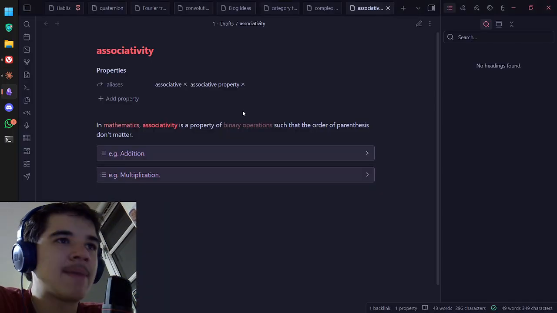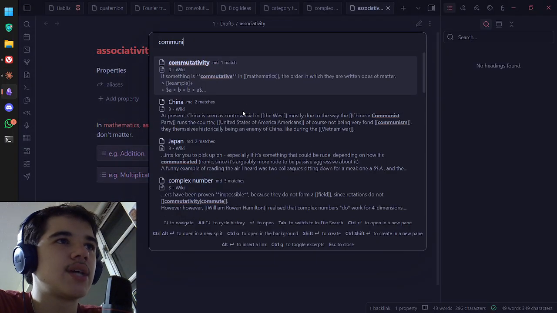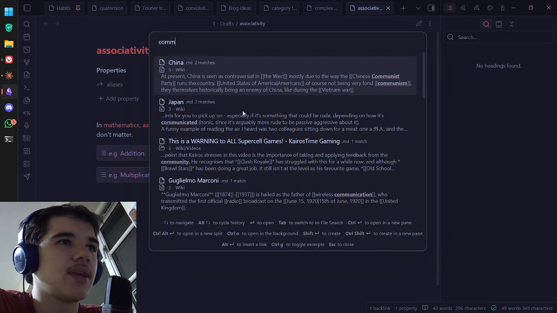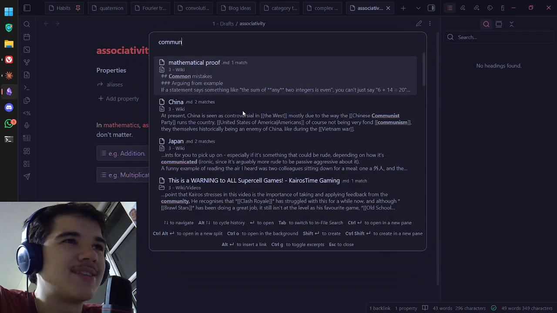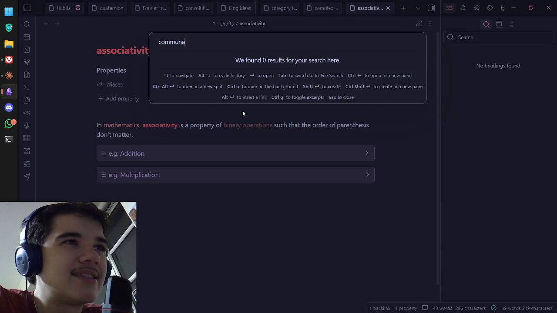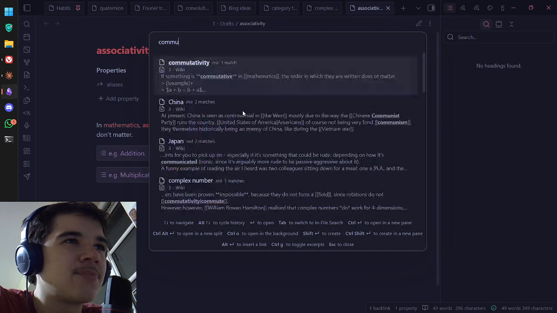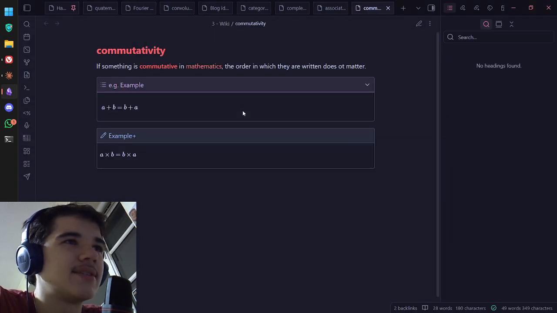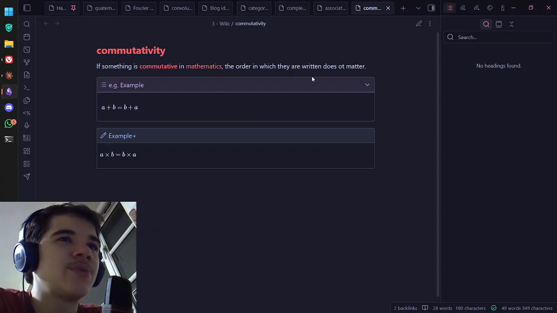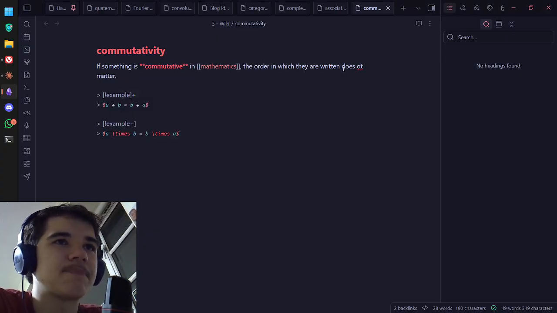So this is not the same as commutativity. That was my other note. Commutativity, not communist. How do I spell commutativity? Commutative, yes. If something is commutative in mathematics, the order in which they are written does not matter.